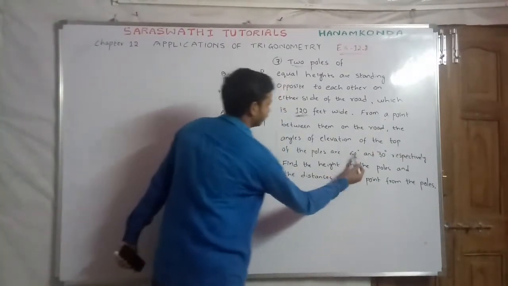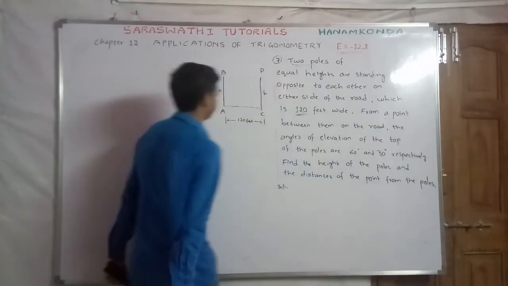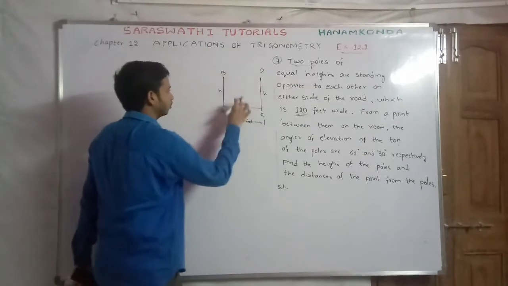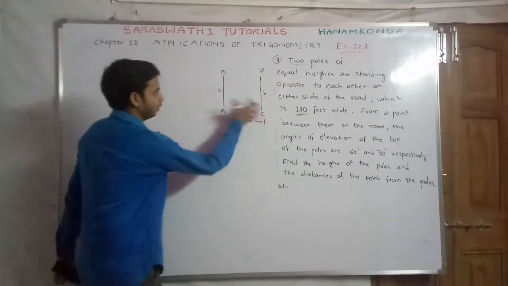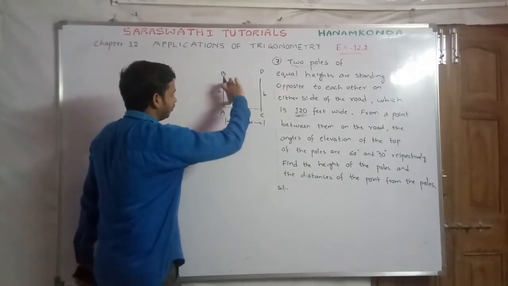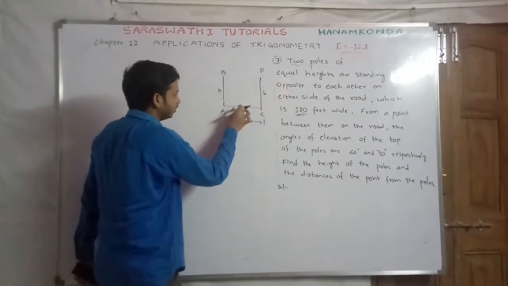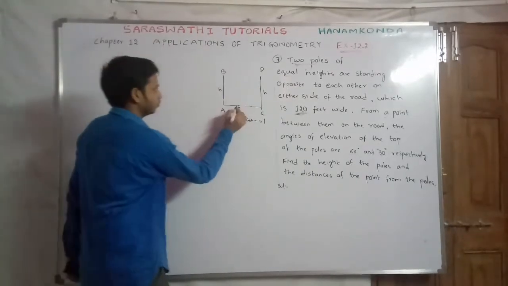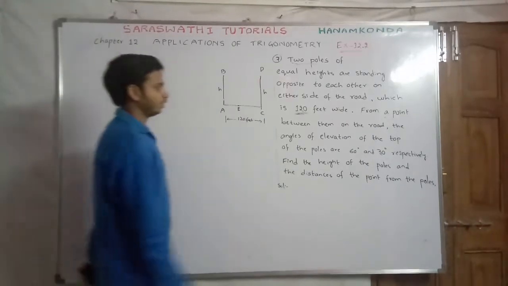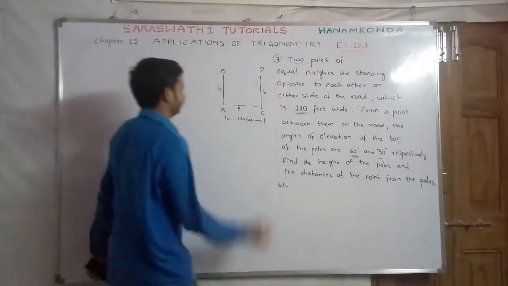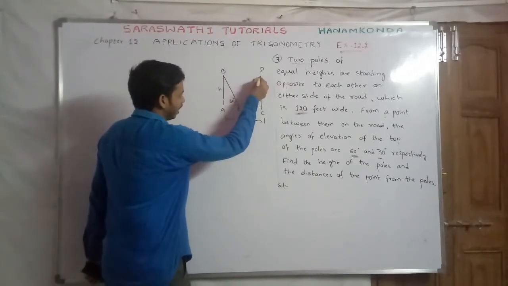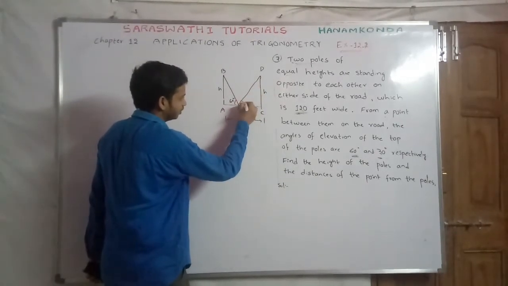So in the question it is mentioned from a point between them on the road. So let E be a point between the two poles on the road. Here AC is the road, so E is the point between the two poles and E is the point on the road. So from this point, the angles of elevation of these two poles are 60 degrees and 30 degrees respectively. So let us suppose here the angle of elevation is 60 degrees and the angle of elevation to the pole CD is 30 degrees.